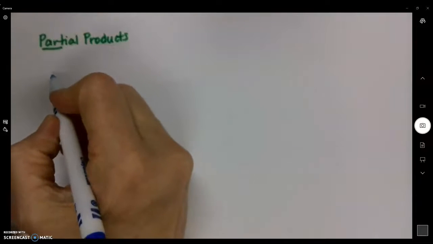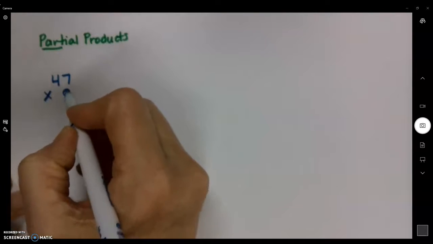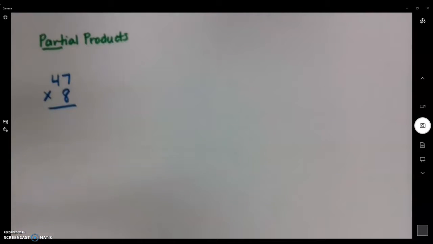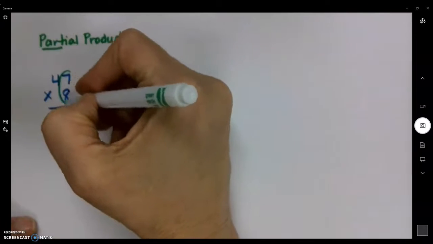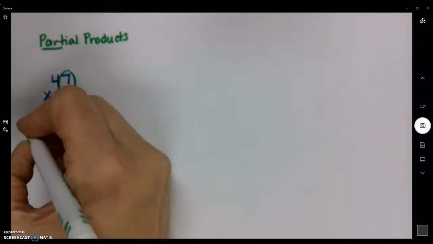So this week we kind of started out looking at, say, a double digit times a single digit. And we looked at place value for this one. So the first thing we did is we circled the ones. 7 times 8 is 56. And remember, that's ones. 56 ones.